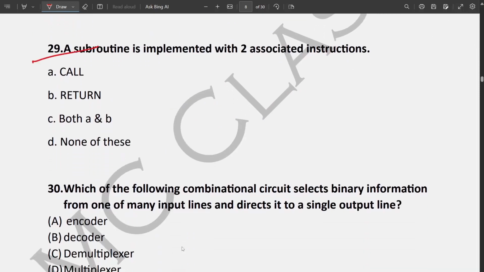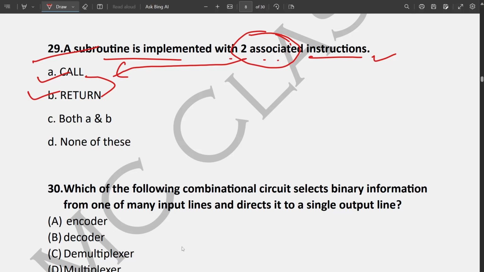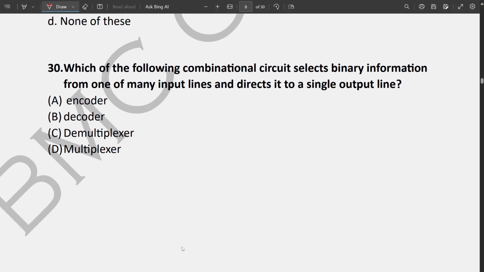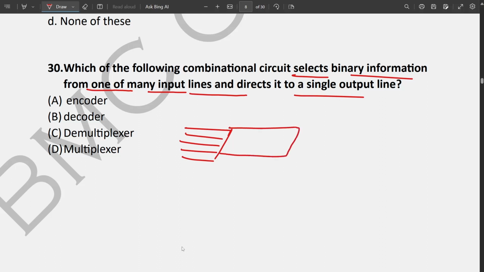Next, a subroutine is implemented with 2 associated instructions. First is call and second is return. The answer will be call and return. Option C is correct. Next, which of the following combinational circuits selects binary information from one of many input lines and directs it to a single output line? So which circuit takes many input lines and provides a single output line? The answer will be multiplexer. Option D is correct.